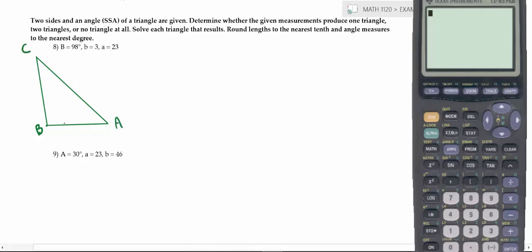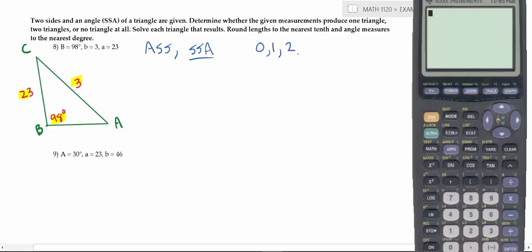So it looks like I've given you that angle B is 98 degrees, side B is 3, and side A is 23. So what I've given you is ASS, the ambiguous case. I call it ASS; the textbook is more politically correct and calls it SSA. I always say if you see the S in the triangle, then you know it's an ambiguous case. So you know it's either going to have no solution, one solution, or two solutions.